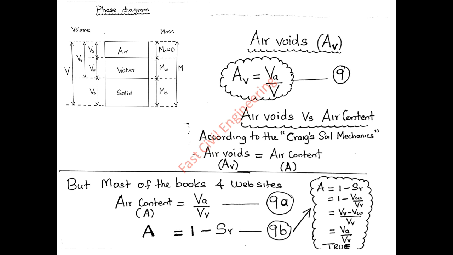Air voids, AV. Air voids AV is equal to volume of air over total volume. AV is equal to VA over V. Equation number 9.